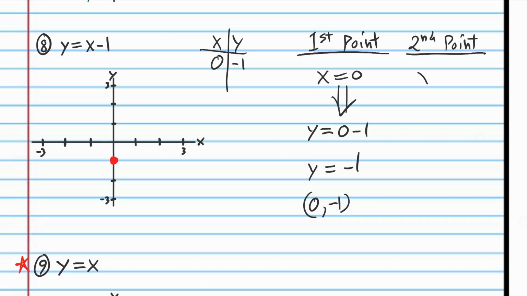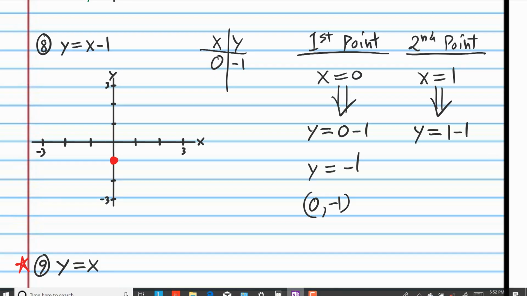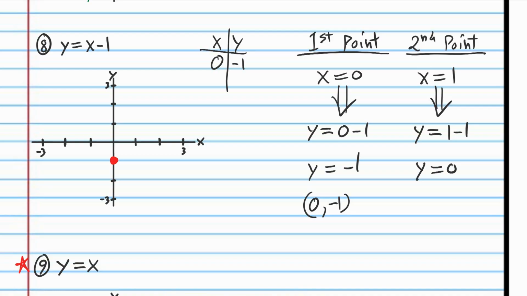And let's choose positive 1 for x now. So y equals 1 minus 1, which is 0. And so our point is 1, 0, which is here. And we'll connect the dots. So if you got that graph, good job.